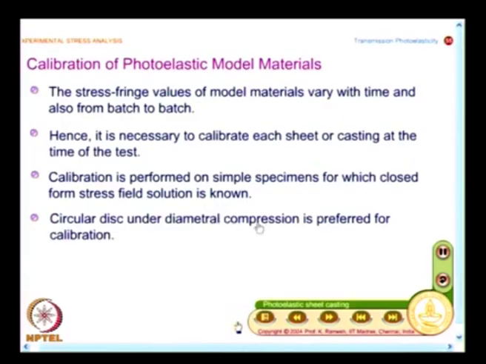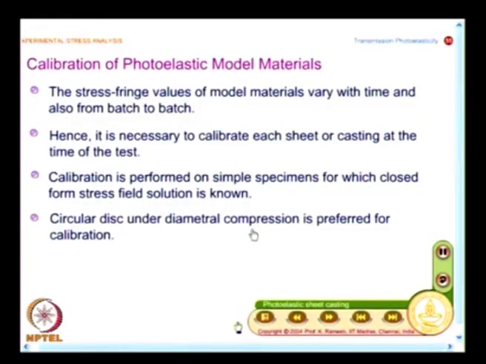And for me to do that, what is preferred? Circular disc under diametral compression is preferred for calibration. It is only said it is preferred. You can also do it by other methods, but this gives the least amount of error. And when you look at this, we will find out only one data point by a conventional approach.